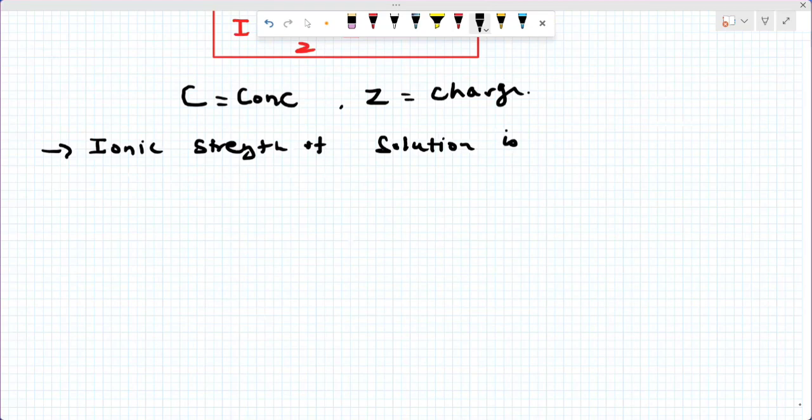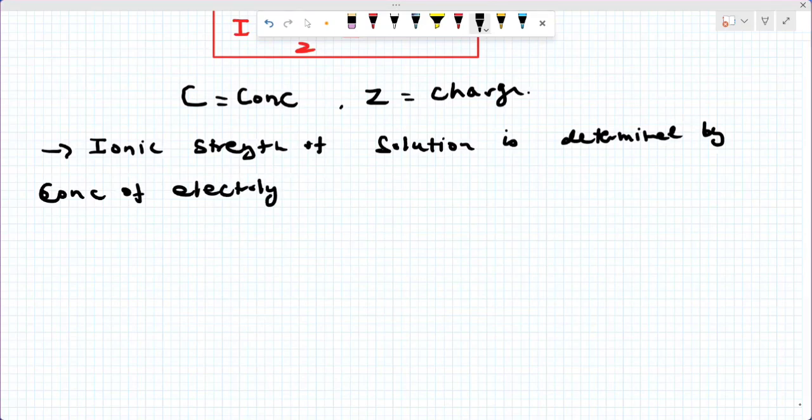Solution is determined by the concentration of electrolyte and valence of ions.